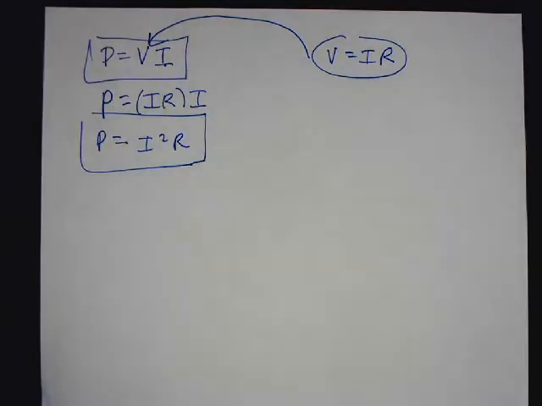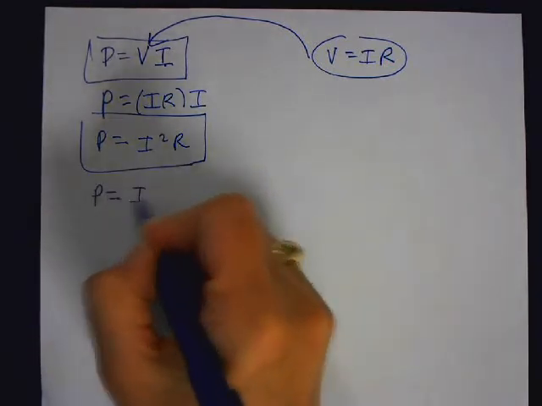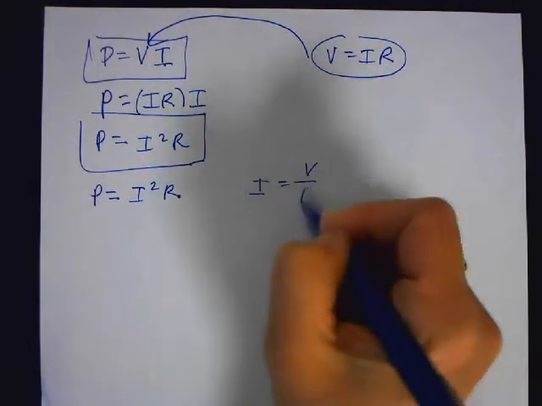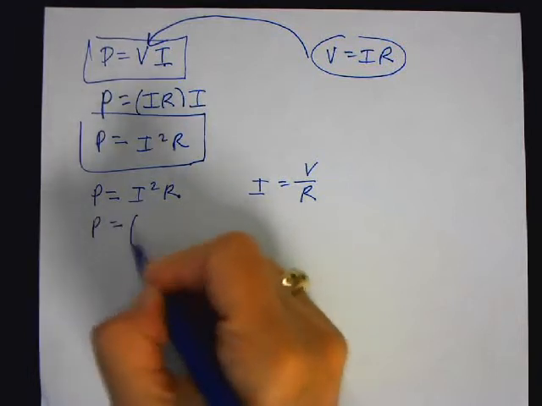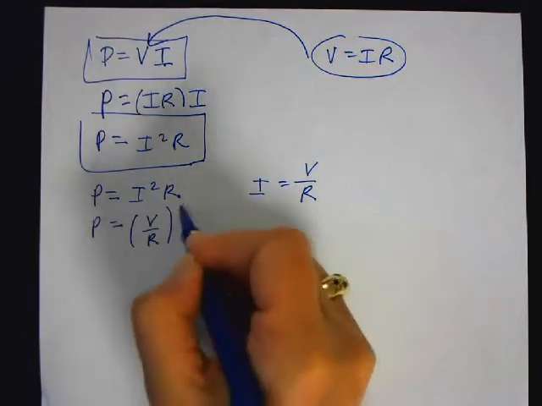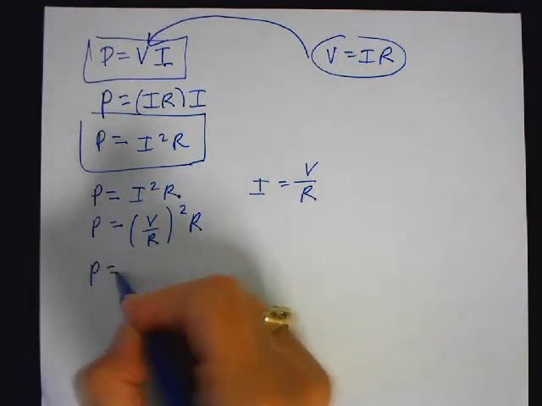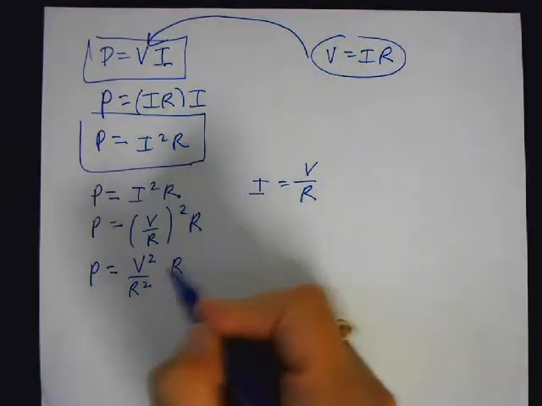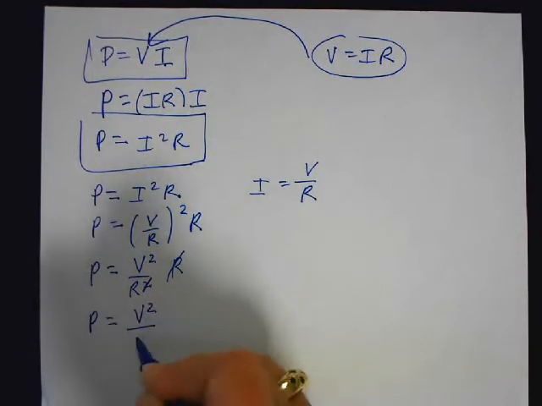Now, what about power in terms of resistance? Well, if power is equal to I squared times R, and I know that I is equal to V over R, then power would be equal to V over R, squared, times R. Now let me multiply this all out. So P is equal to V squared over R squared times R. This R cancels with that, so P is also equal to V squared over R.